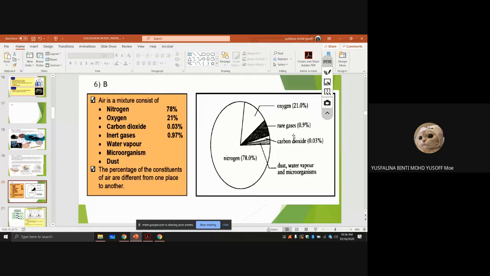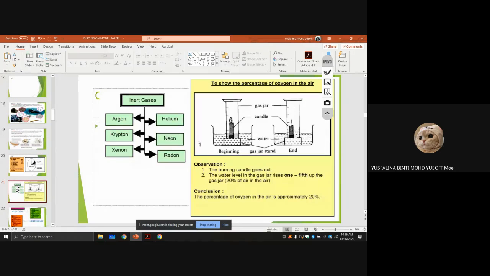This is the percentage of the gases in our air. The most abundant gas is nitrogen, the second is oxygen, and the next is inert gas. So what is inert gas? Inert gases are argon, helium, neon, krypton, xenon, and radon. These are examples of inert gases.